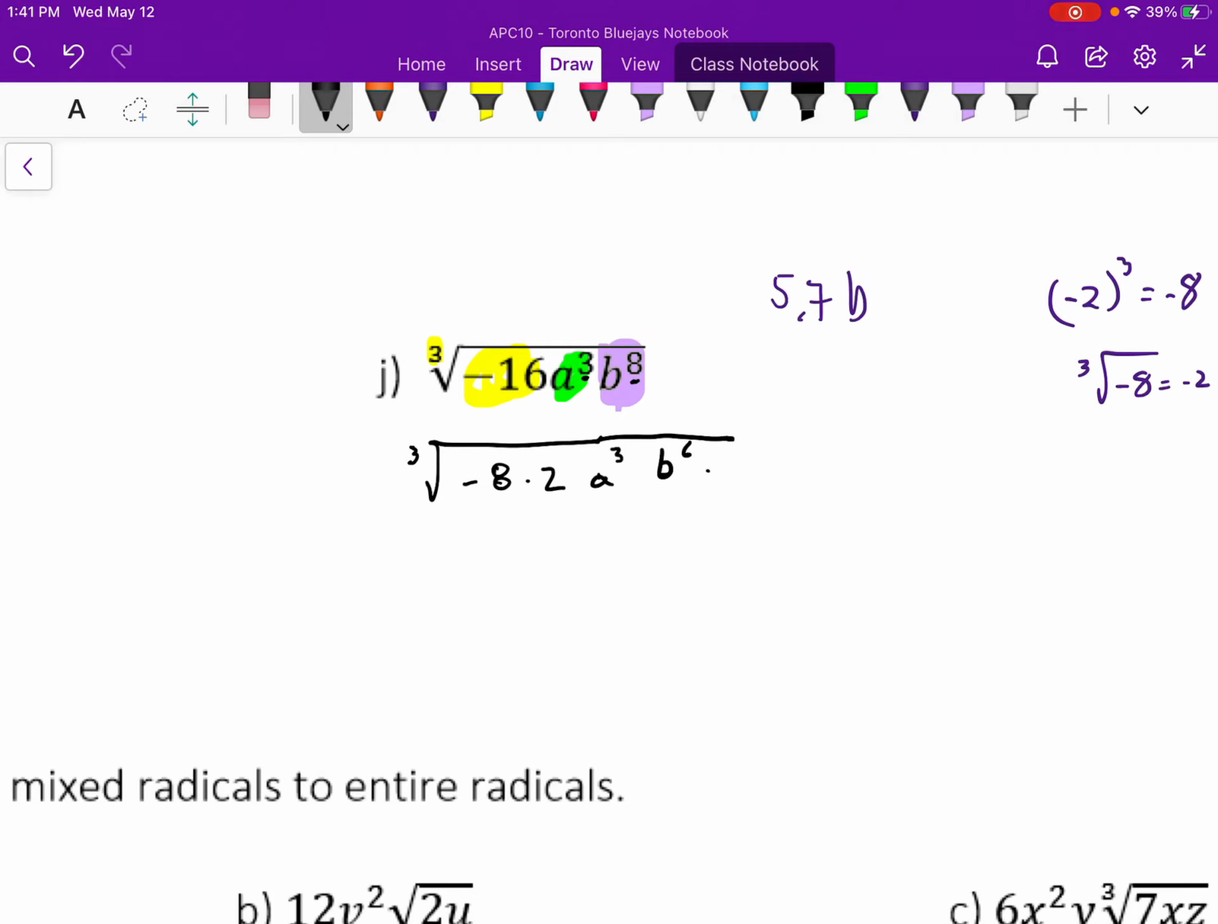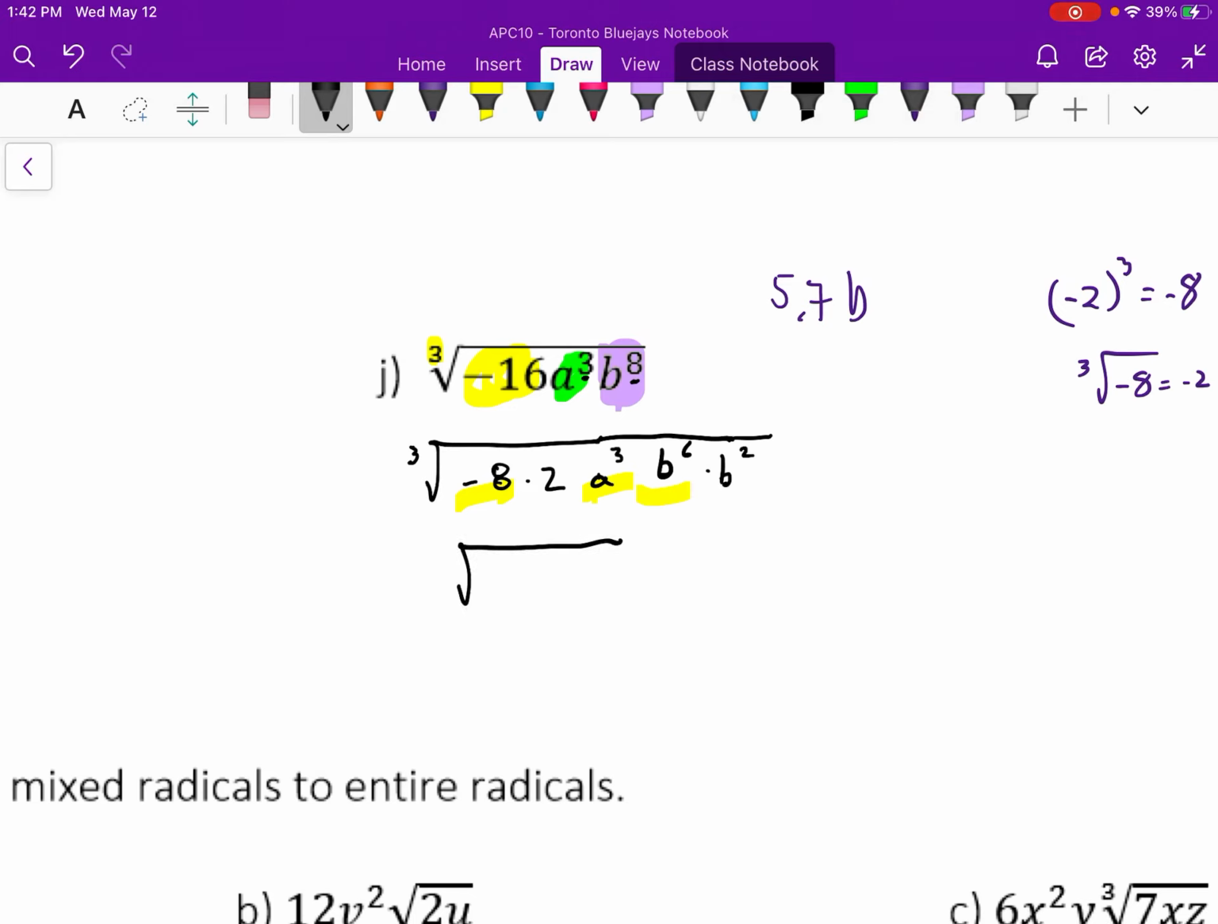And I'm going to split it up into b to the power of 6 times b to the power of 2. So I'm just going to underline everything that I can take the cube root of. I can take the cube root of negative 8. I can take the cube root of a to the power of 3. I can also take the cube root of, not b squared, can't do that, but I can take the cube root of b to the power of 6.